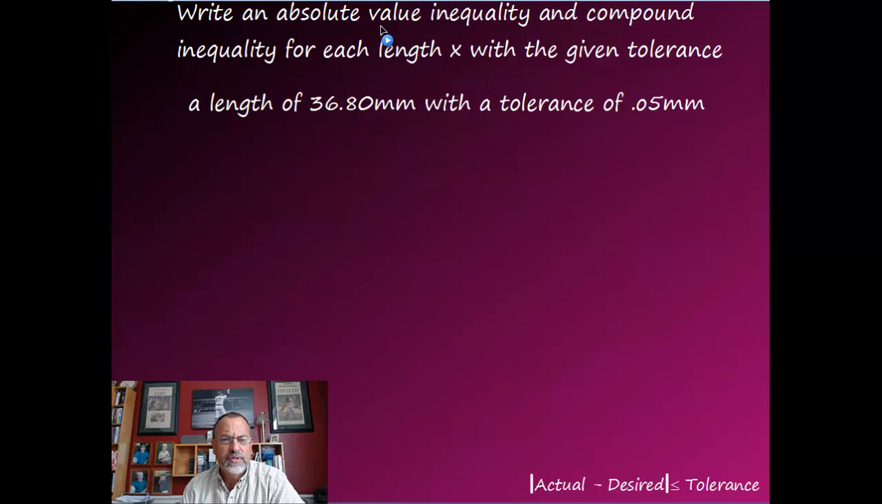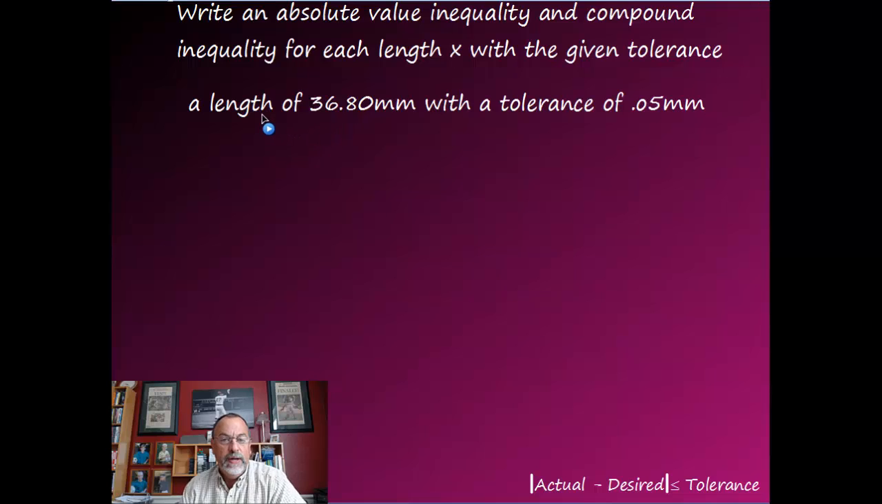In this example, it says to write an absolute value inequality and the compound inequality that goes with it for each length. And I'll show you how this works together. Basically, you write the absolute value inequality first, and then you solve the absolute value inequality, and you'll see how you come up with the compound inequality.